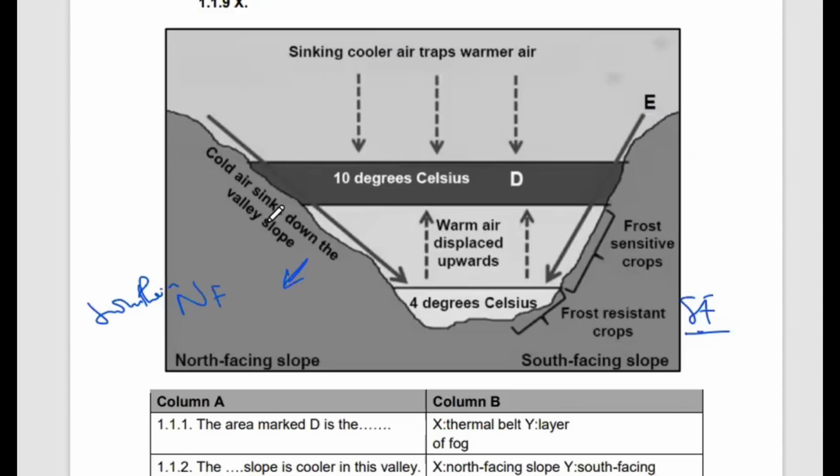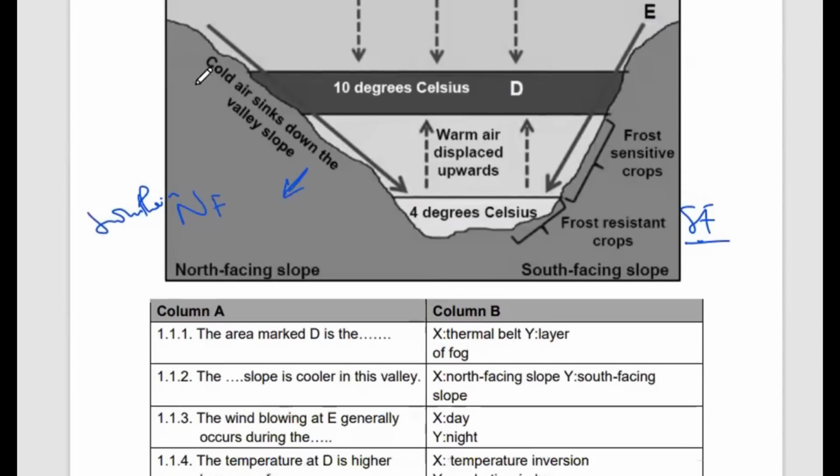Right, so we tend to have cool air sinking down the valley slope, like what you are seeing with this arrow, and also we have the sinking air. And you see our temperatures in the valley floor are very low, 4 degrees Celsius, which requires the growing of frost-resistant crops, and frost-sensitive crops on this side. Right, and we have warm air displaced upwards. This warm air is going to be displaced upwards because of this cold sinking air.